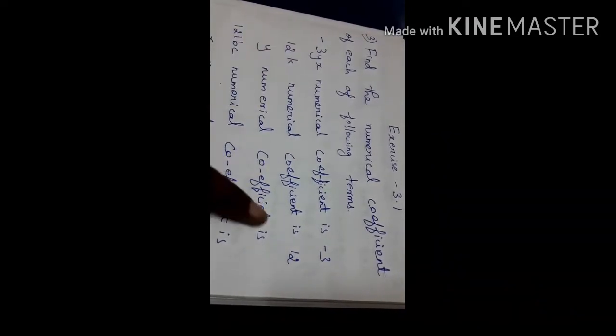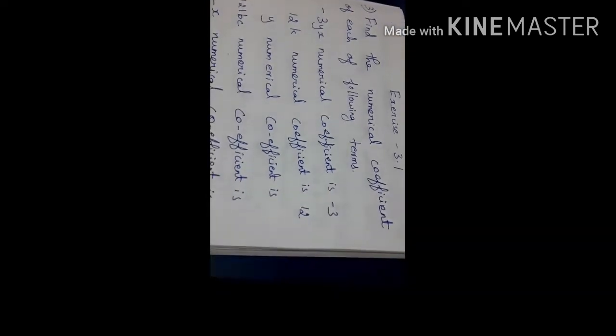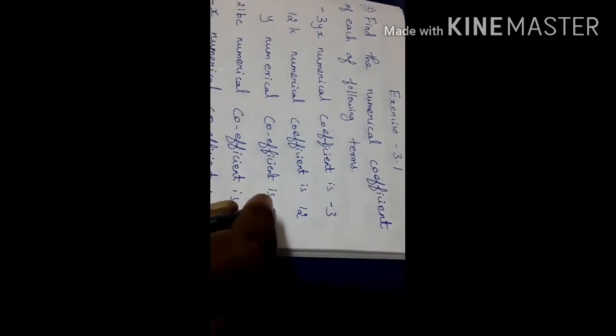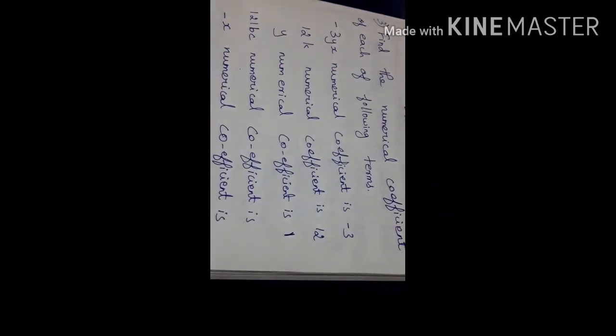Here 12k. What is the numerical coefficient? 12. For y, what is the numerical coefficient? Here we don't have any number. When there is no number, it is denoted as 1. So the numerical coefficient of y is 1. Next, 121 BC. What is the numerical coefficient? What number do we have? Only 121. So the numerical coefficient is 121.